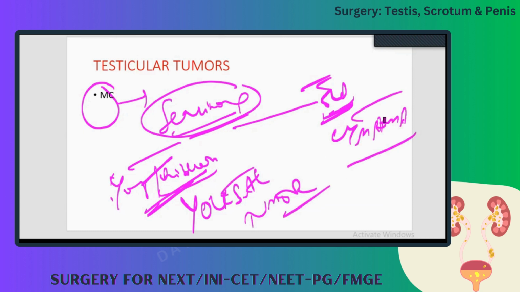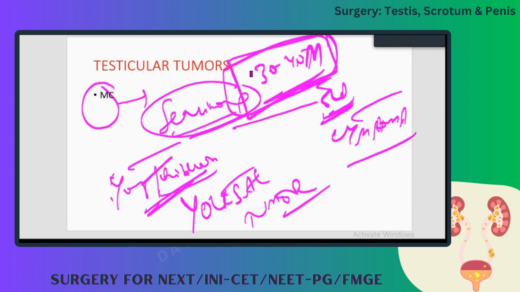Most common testicular tumor, if they ask you, it is also like the Wilms tumor. Only one word, the answer changes. Most common tumor, if they ask you, it is seminoma. Most common in young children, it is yolk sac tumor. Most common in old people, it is lymphoma. And what is the age group at which testicular tumors are most commonly seen? Age group 30 to 40 years males, prepubertal males also.